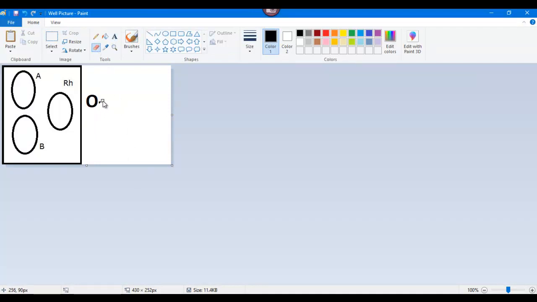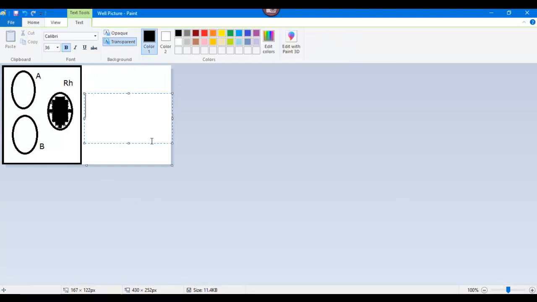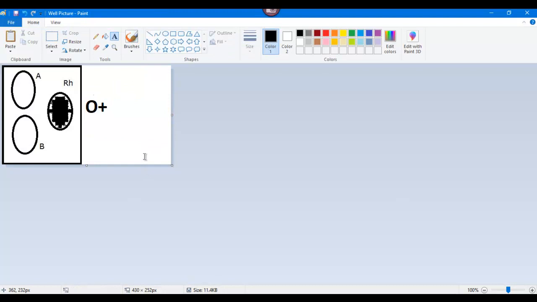If you come back, I'm just going to do the whole thing. If you come back and this one clumped, what is their blood type? They are O positive. O because the A and B did not clump, but they do have the RH factor.